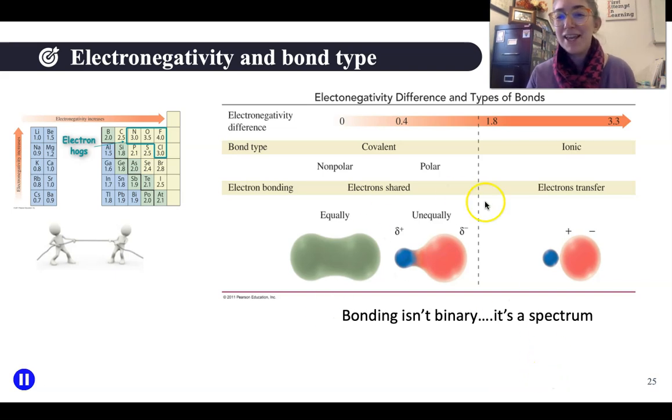So covalent and ionic bonds are really just two things along a spectrum. It's not a complete binary, but we do have this arbitrary sort of point at which we draw the line and say, okay, it's no longer polar, it is ionic.